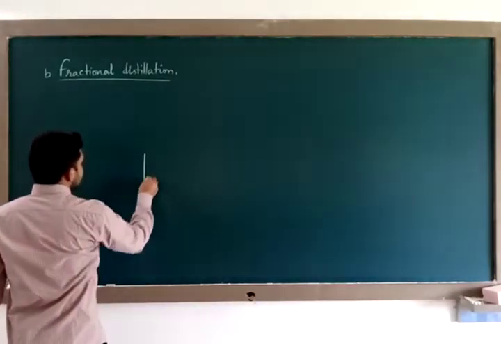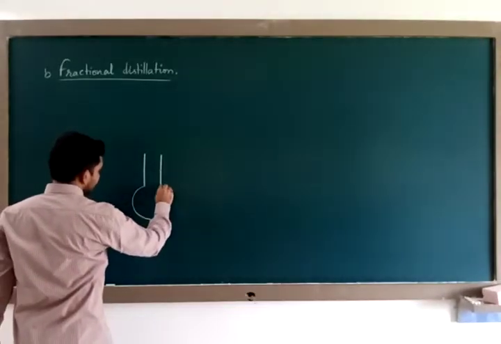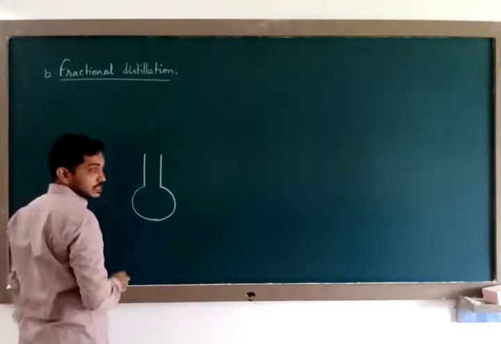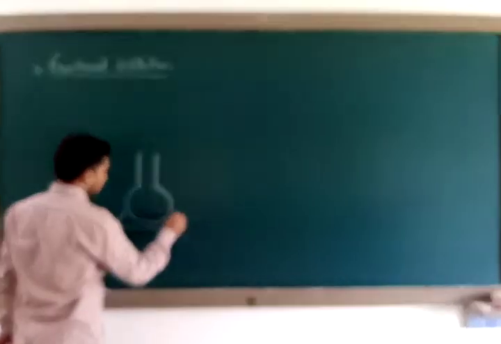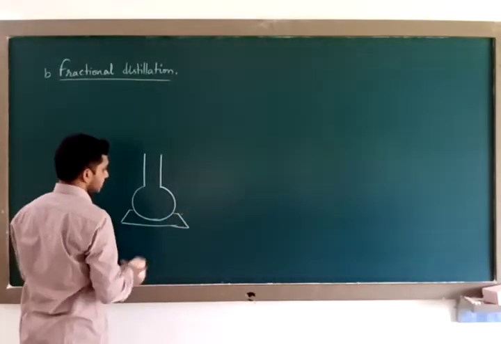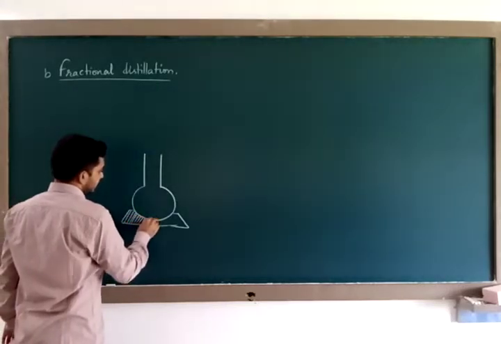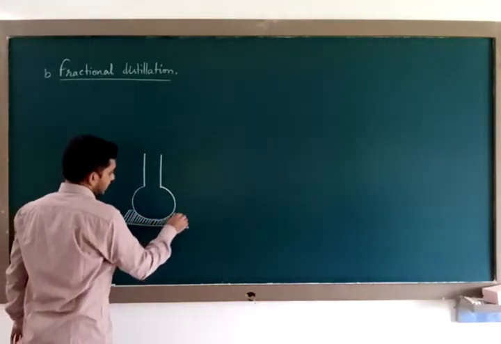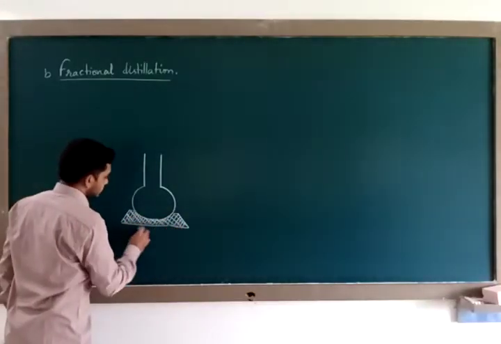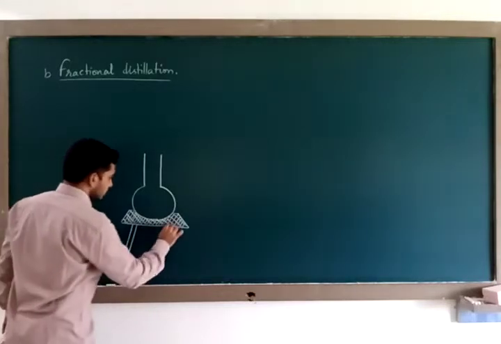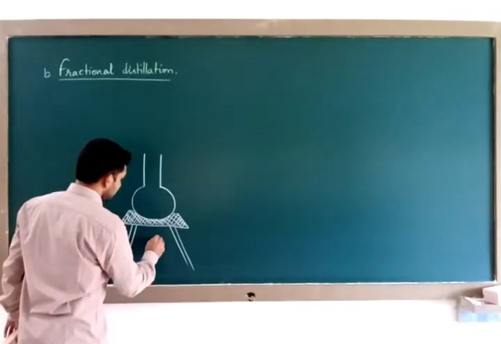So in fractional distillation, you have the same setup: a round bottomed flask is present. This round bottomed flask is kept on a wire gauze, which is kept on a stand, and beneath which you will have a burner.